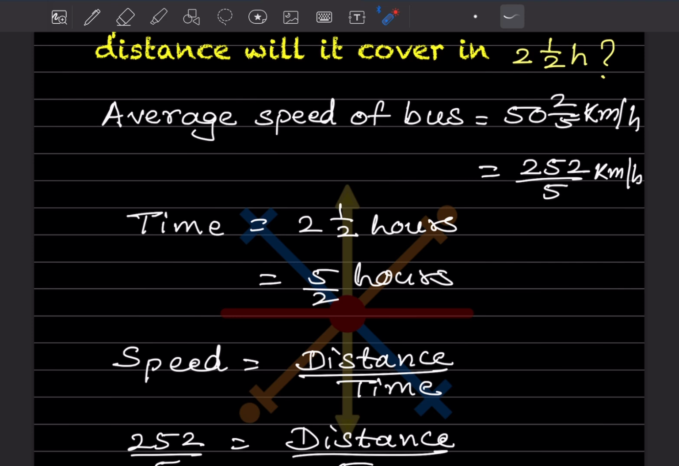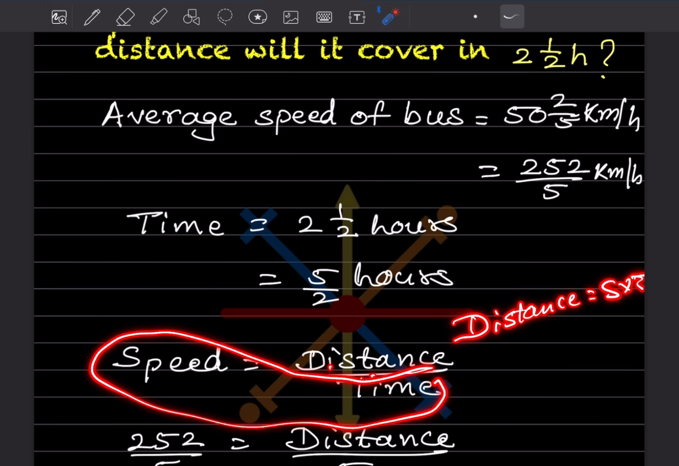Or we can write here, if you want to find the distance using this formula, distance will be speed into time. See here, when you multiply, this goes there. So that is going to be speed into time. So you can also use this formula.